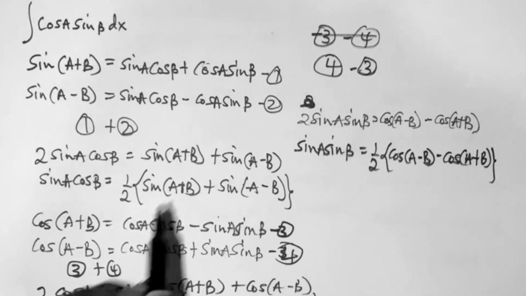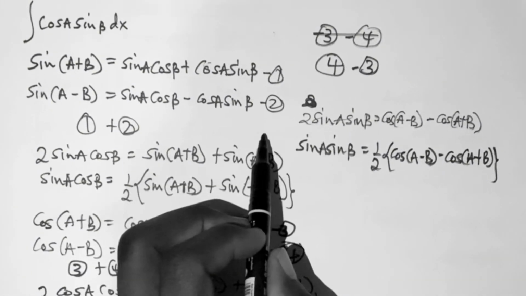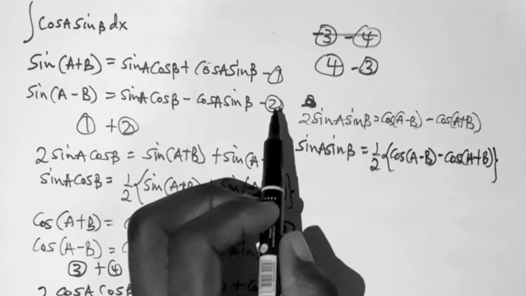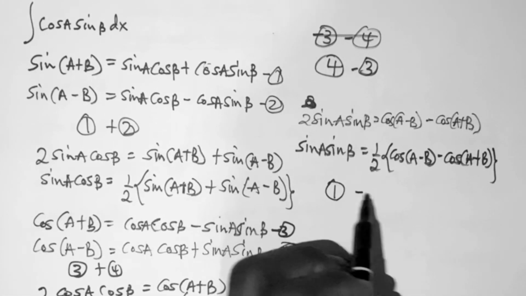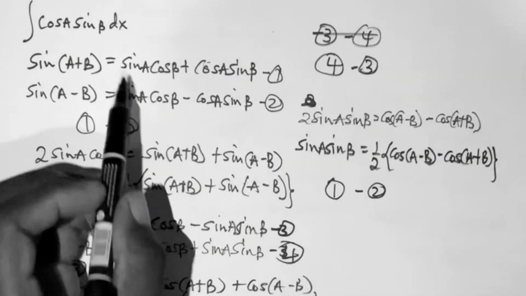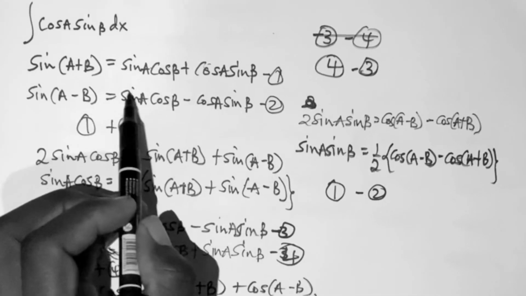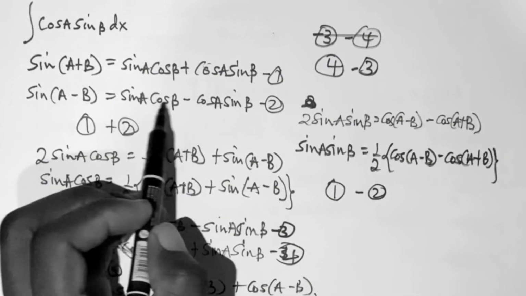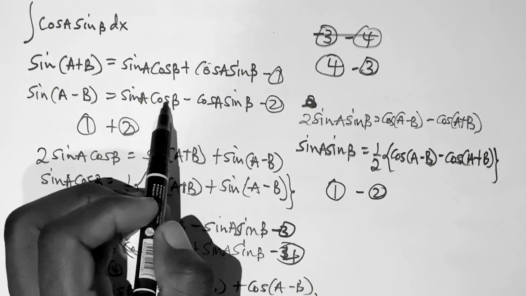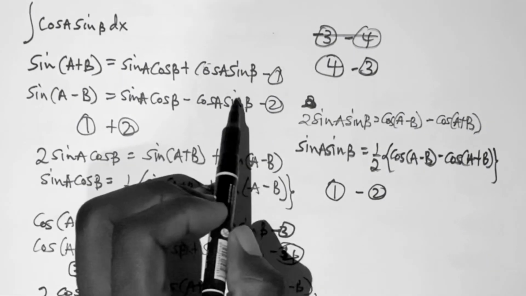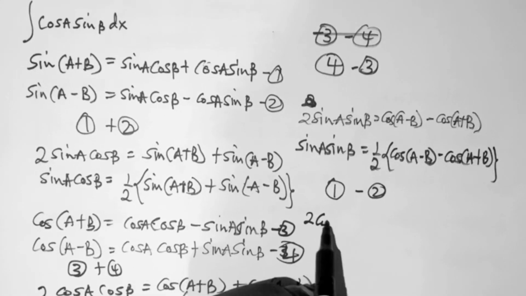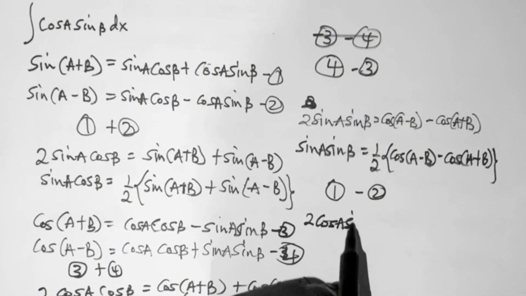So we can do the same thing too for equation 1 and equation 2 by subtracting equation 2 from equation 1. So equation 1 minus equation 2. You see that when we do that, this side will go to 0. Sine A cos B minus sine A cos B is 0. And then cos A sine B minus cos A sine B becomes 2 cos A sine B.